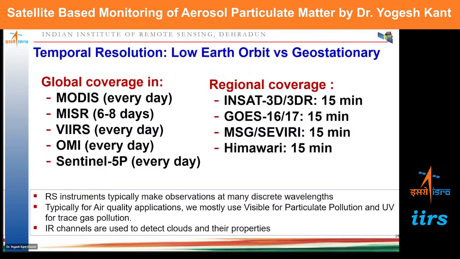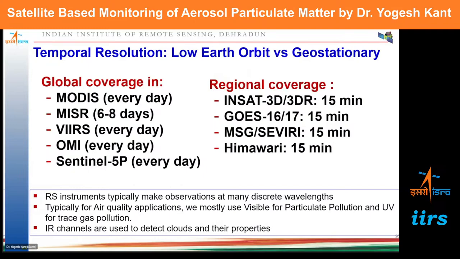Compared to the polar, geostationary data comes every half an hour to 15 minutes, with high temporal resolution. Hazards can be easily traced and understood from the geostationary platform. For example, forest fire, or if you want to see the air pollution, the movement and trajectory of the air pollution, you require high temporal resolution. In that, geostationary satellites play an important role in monitoring and understanding it. But if you want to see the total globe, different regions of the world, then one has to use polar satellites like MODIS, MISR, VIIRS, OMI, Sentinel.